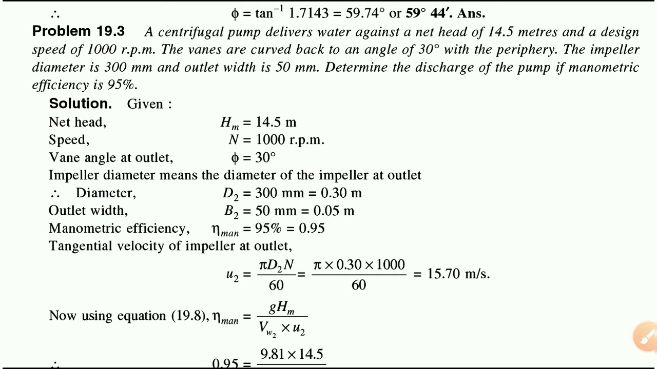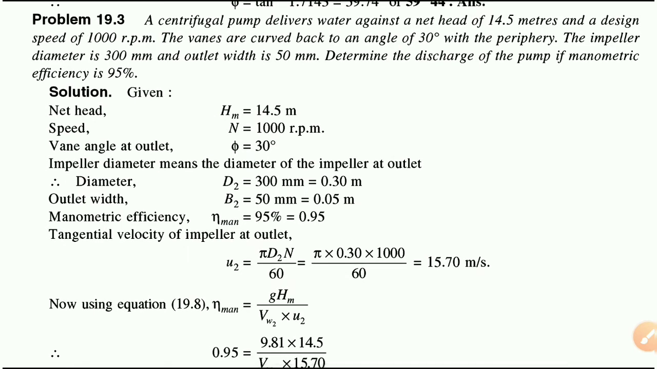A centrifugal pump delivers water against a net head of 14.5 meters and a design speed of 1000 rpm. The vanes are curved back to an angle of 30 degree with the periphery. The impeller diameter is 300 mm. The outlet width is 50 mm. Determine the discharge of the pump if the manometric efficiency is 95%. So this is not much different than the previous example.